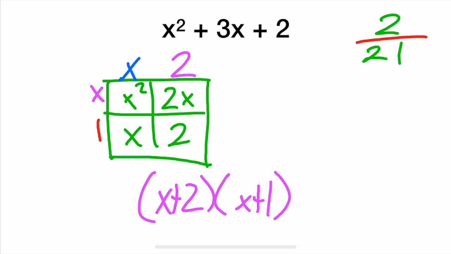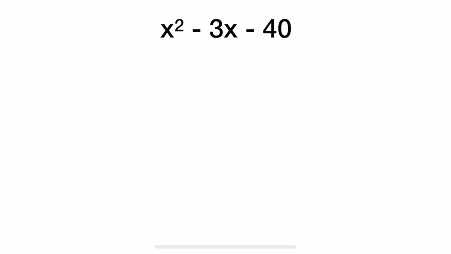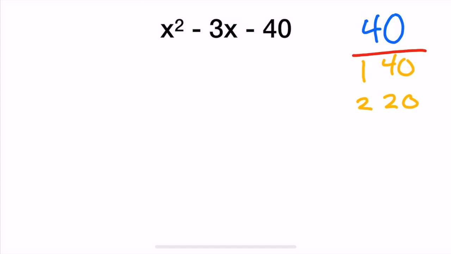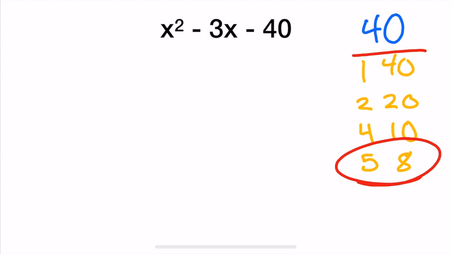Now let's try another problem. In this case, you'll notice it's a difference, but it's two numbers that have to multiply to be 40, and yet also have a difference of 3. So let's think of our numbers that multiply to be 40. 1 and 40, 2 and 20, 4 and 10, and then of course 5 and 8. Of these, the only ones that have a difference of 3 are 5 and 8.